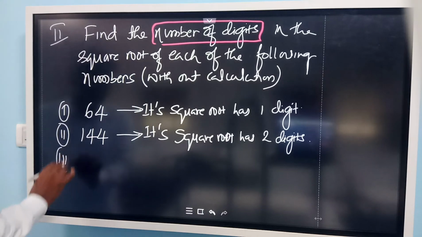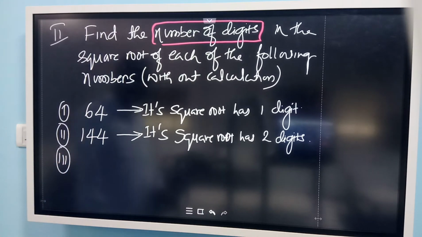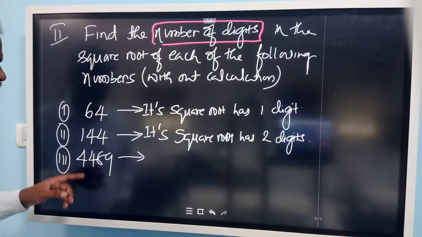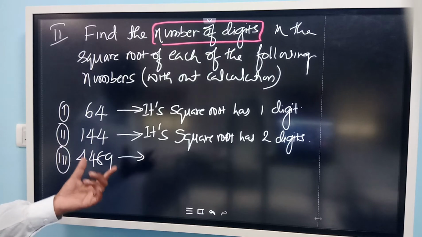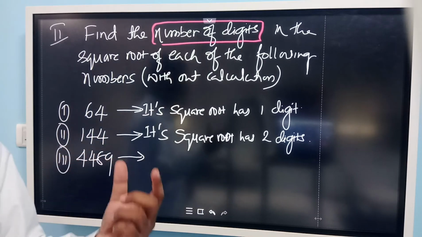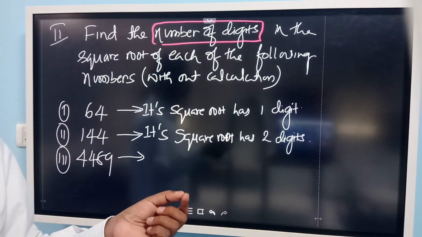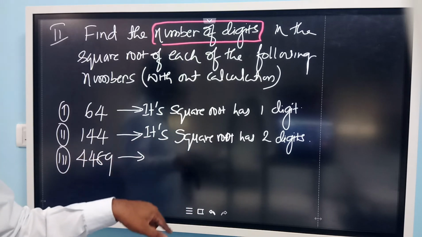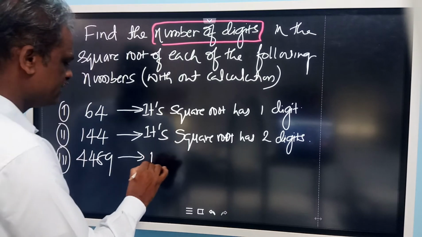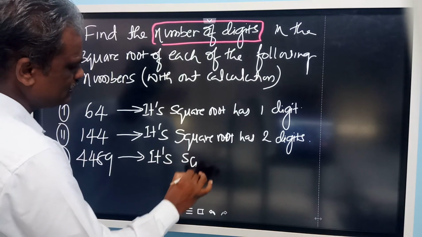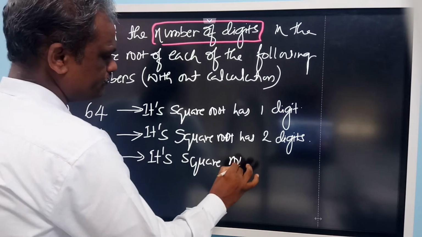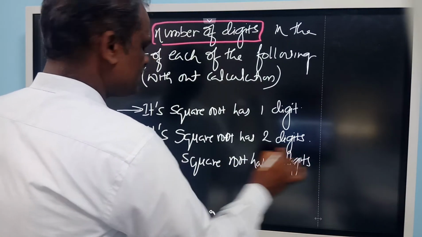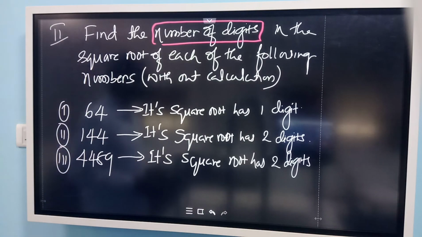Third one. Tell me what is the number of digits here? 4, 4, 8, 9. How many digits are there? So here the given number has got 4 digits. Even number of digits means the square root will have n by 2 digits. N means here 4, 4 by 2. So the square root has 2 digits. By seeing the number of digits you can find out.